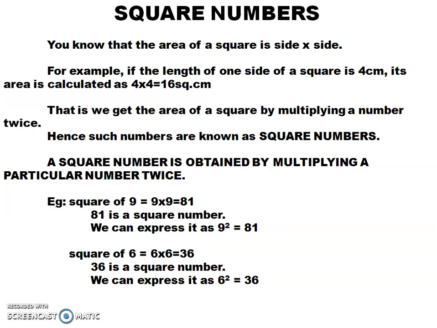Let us see another example. Square of 6 equal to 6 into 6, that is 36. So what is 36? 36 is a square number. How will you express it? 6 square is equal to 36. Once again children, how will you read this? 6 square. 6 square is equal to 36.